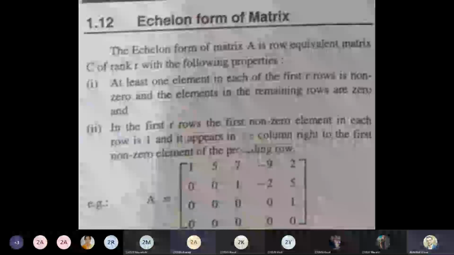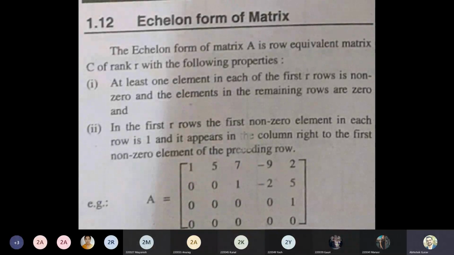How do we write order? Row into column. How many rows are there? There are 4 rows and 5 columns. So 5 by 4 and 4 by 5 are totally different. Remember that, it's not 5 by 4, it's 4 by 5. The order of the matrix is row into column. Be clear with that. So clearly the order of the matrix is 4 cross 5.